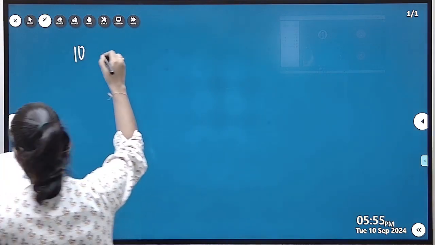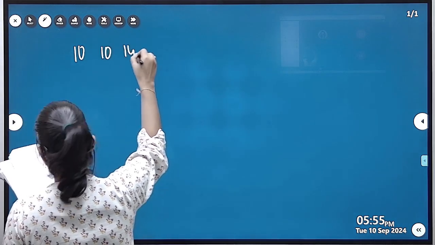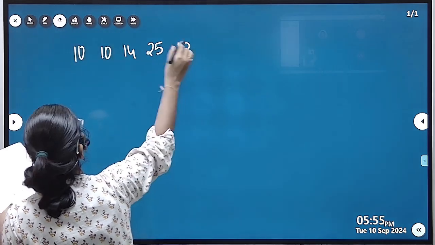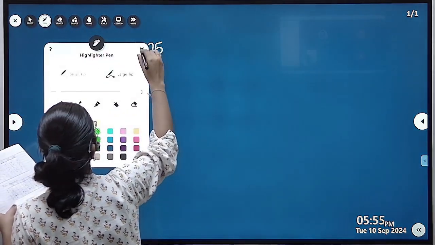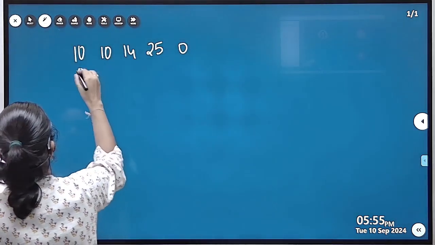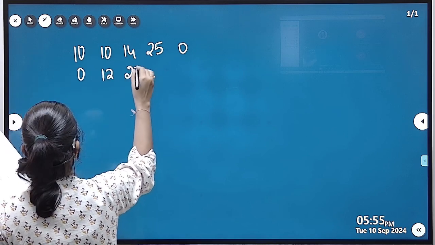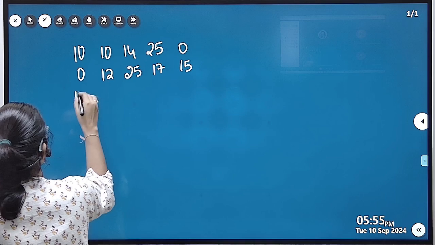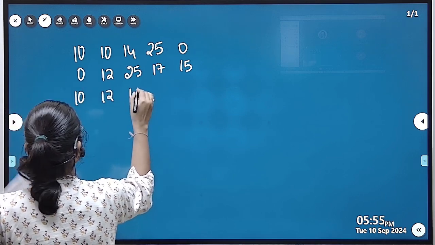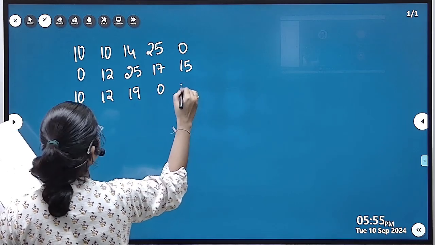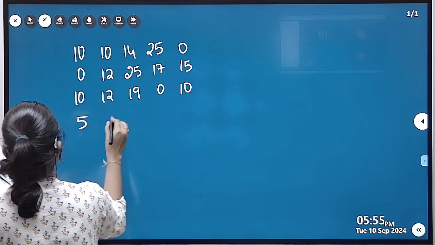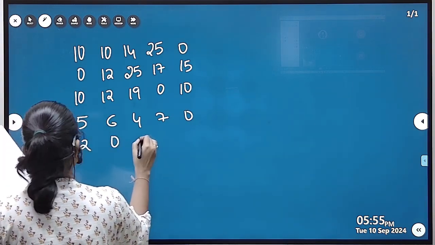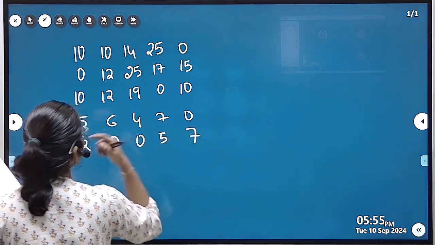So this is 10, 10, 14, 25. This is 0. So this is 0, 0, 12, 25, 17, 15, 10, 12, 19, 0, 10, 5, 6, 4, 7, 0, 2, 0, and 7. So these are the values.